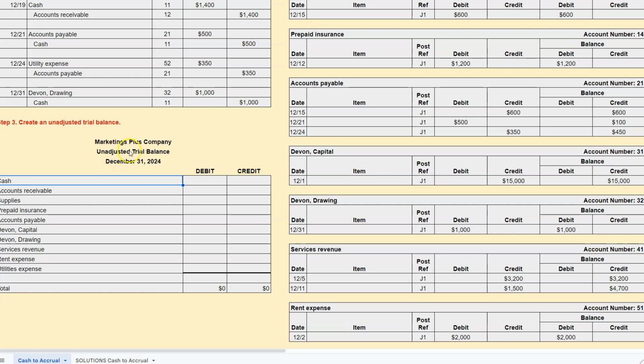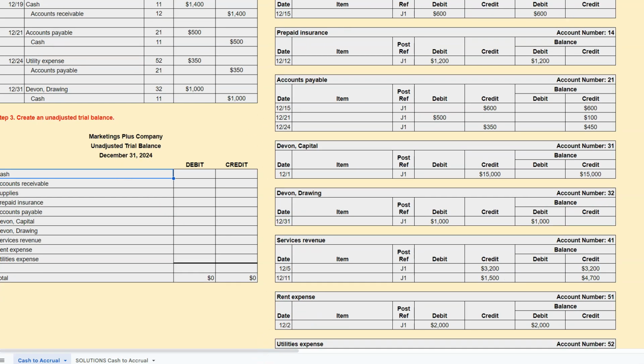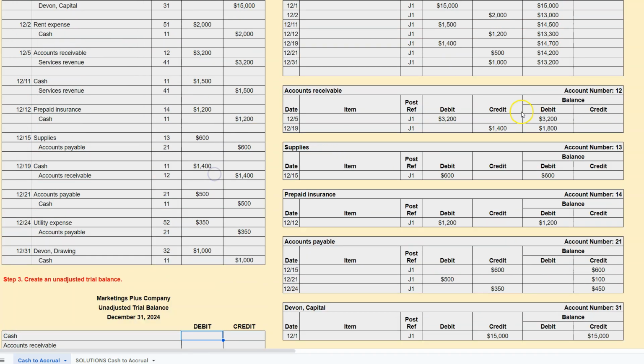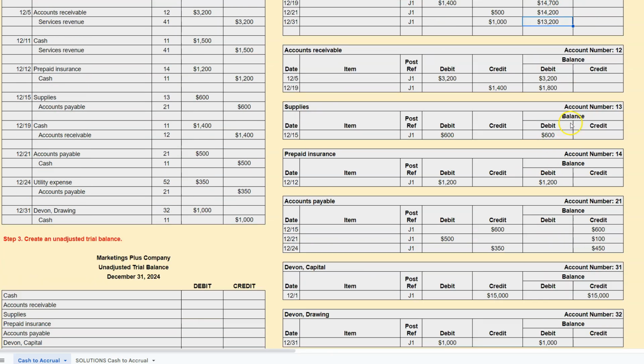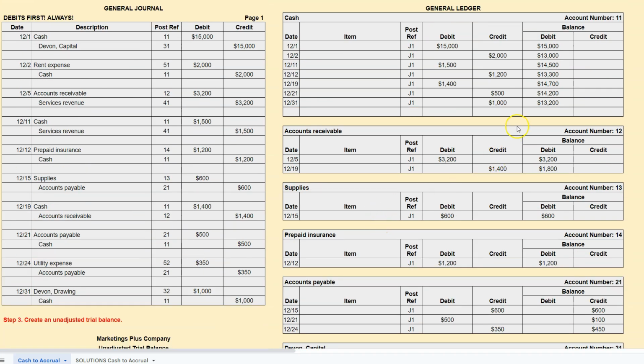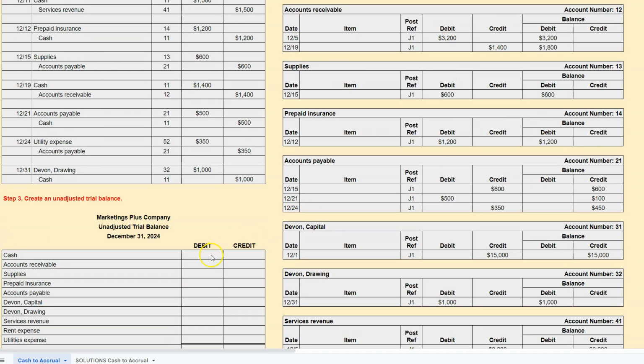Now, our last step is going to be this unadjusted trial balance. Here, we are going to be comparing what we have here in each account, and we are going to be transferring that final balance over to the debit or credit column for this unadjusted trial balance. So for example, let's grab cash's balance. Cash had a balance of 13,200 debit. So let's put 13,200 in the debit side.